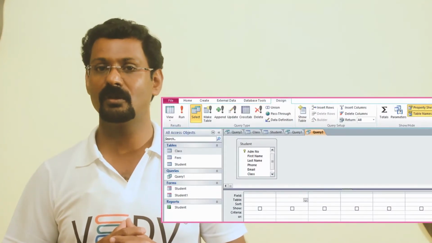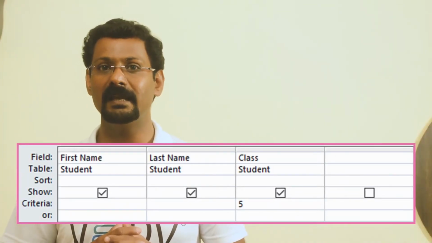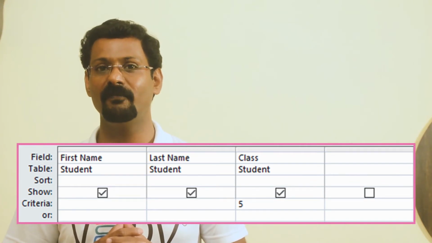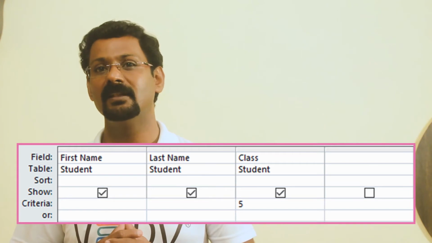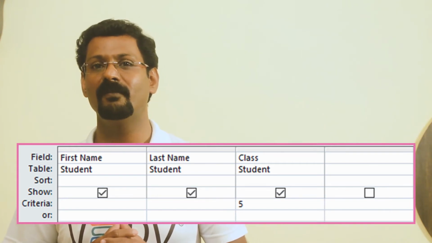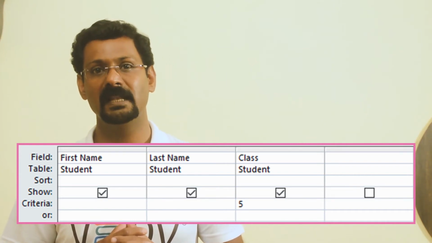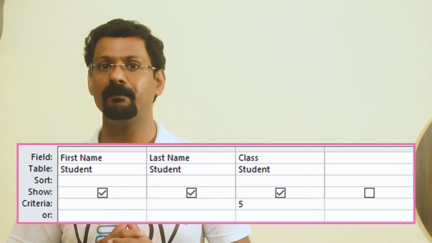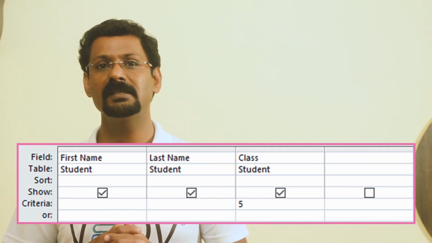Click on Close. Number 4, in the table window, double click the field names you want to include in the query. They will be added to the design grid in the bottom part of the screen. Number 5, select the search criteria by clicking a cell in the criteria row. For example, if we want to display the first name and last name of class 5th students, select the following criteria.